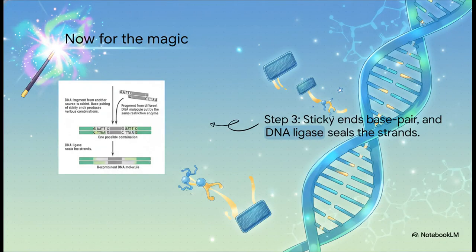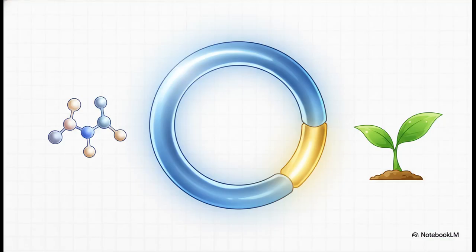And now for step 3, the final assembly. We mix our isolated gene with all those cut open vectors. The sticky ends find each other, that molecular Velcro snaps into place, and then we add our molecular glue, DNA ligase, to make that connection permanent. And there you have it. The final product is a single custom-built DNA molecule made from two totally different sources. This has a name. It's called recombinant DNA.